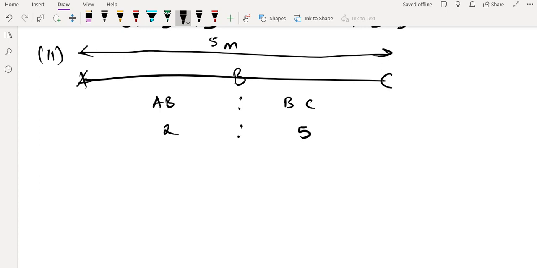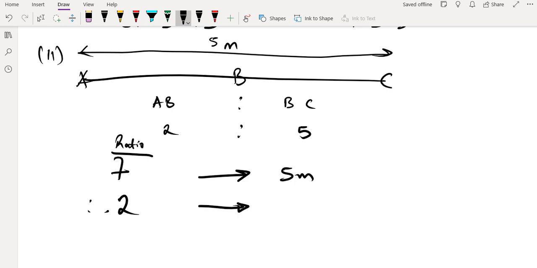The length of AB. But you have the length of AC. What's the length of A to C? 5. So when it is the full length, it is 5. And when it is the full length, what is the full ratio? 7. When it is ratio 7, you have 5 meters. Therefore, AB: what's the ratio for AB? 2. How many meters are you going to get? 2 times 5 over 7.